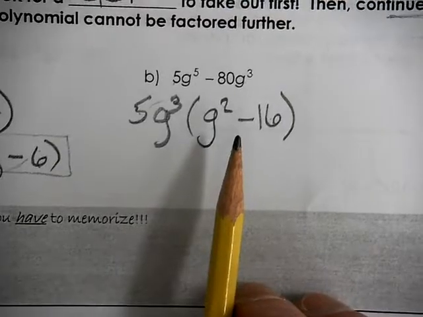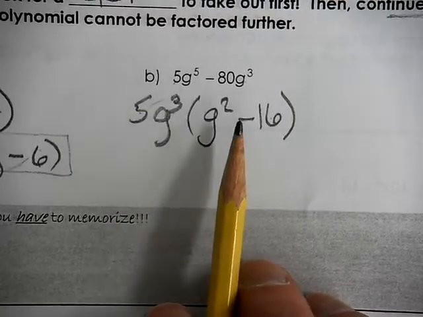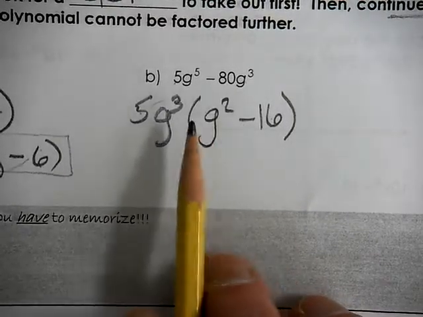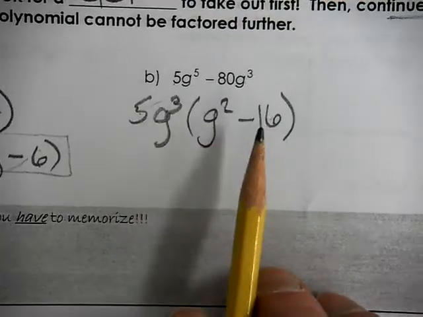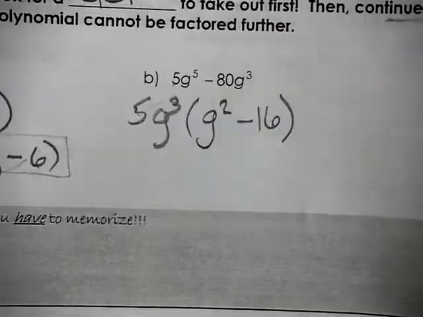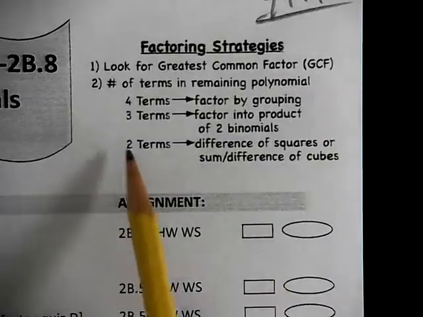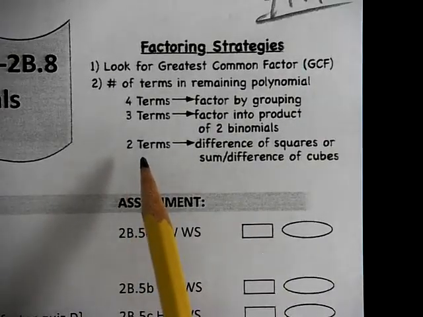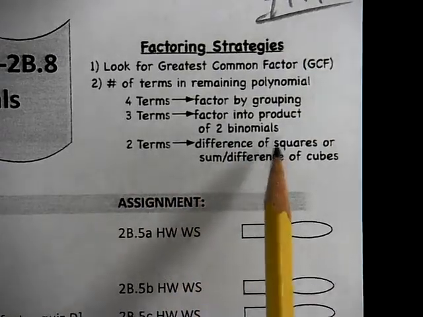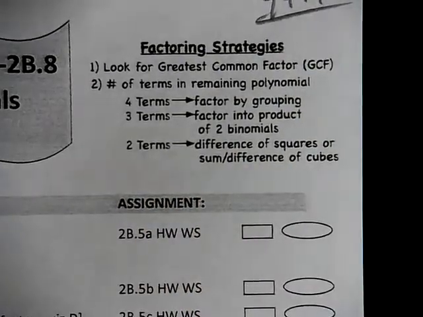Now you may notice that this is a minus. It's 2 terms. So if you look back at the front of your page, if you have 2 terms, we're going to do the difference of 2 squares.